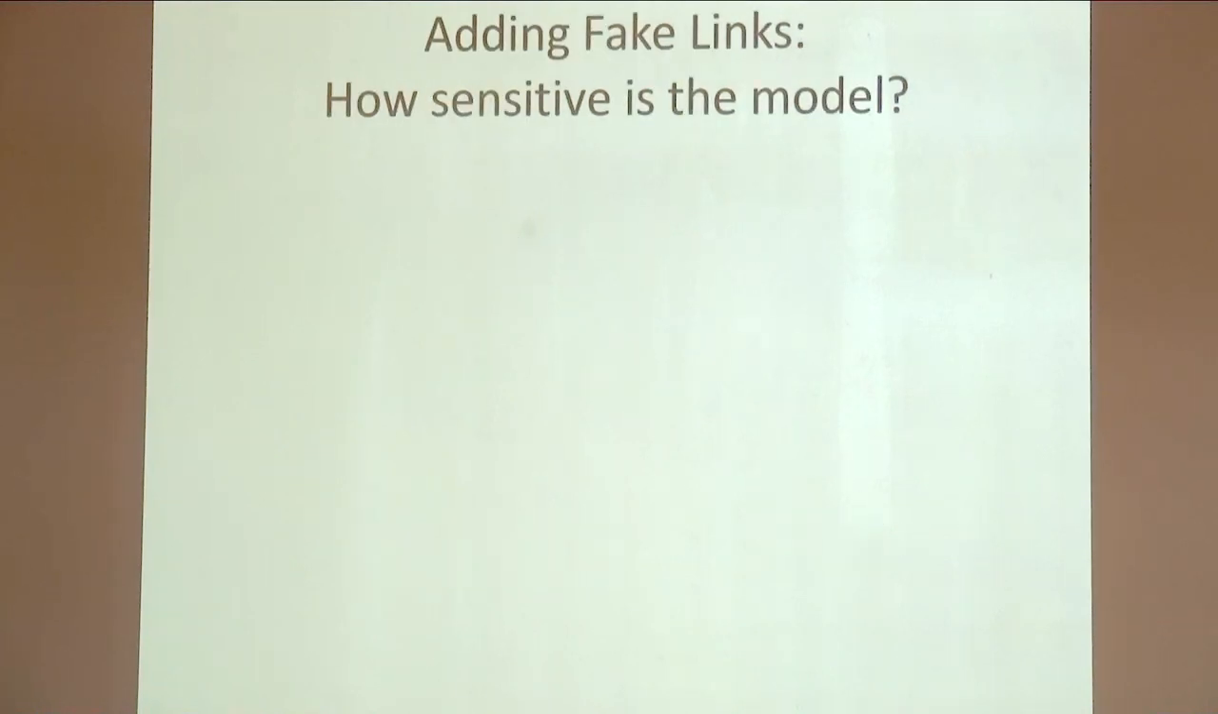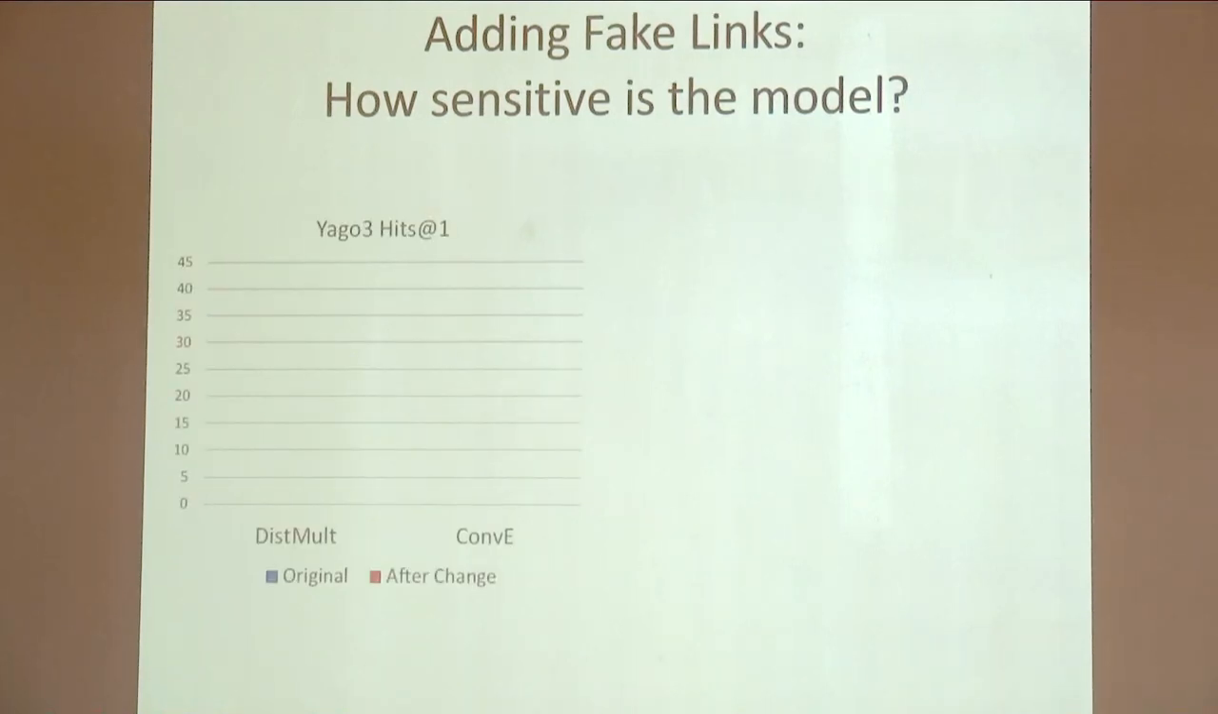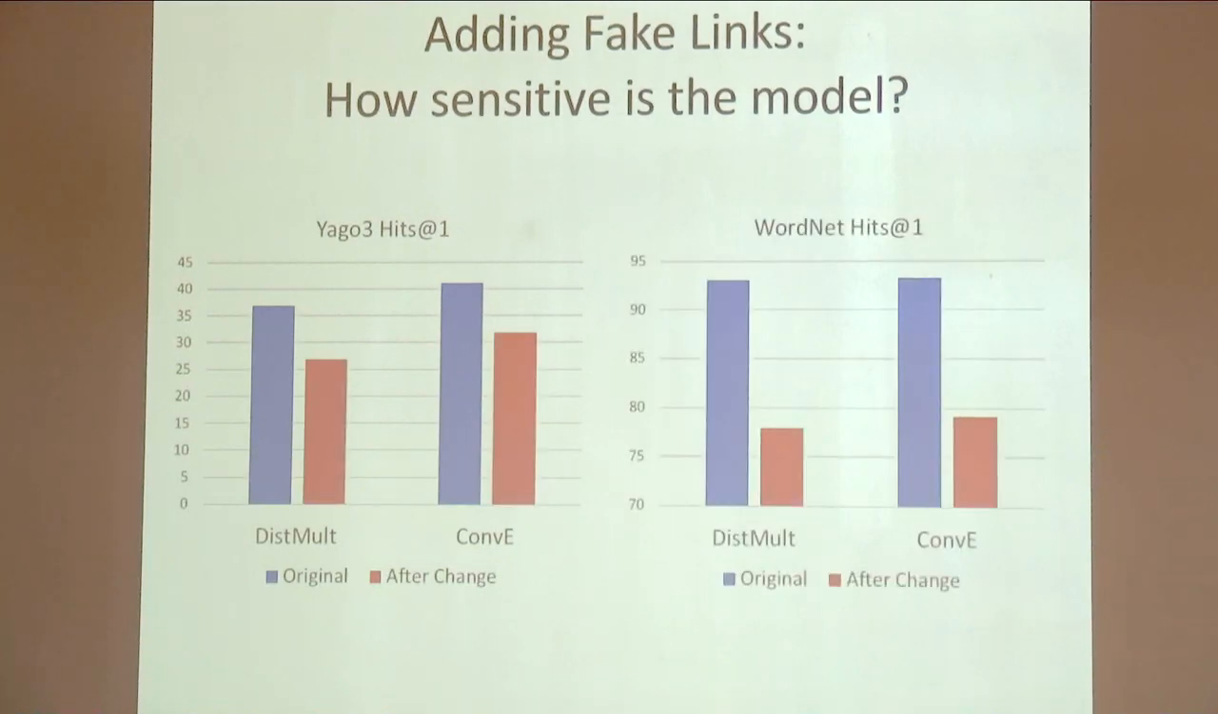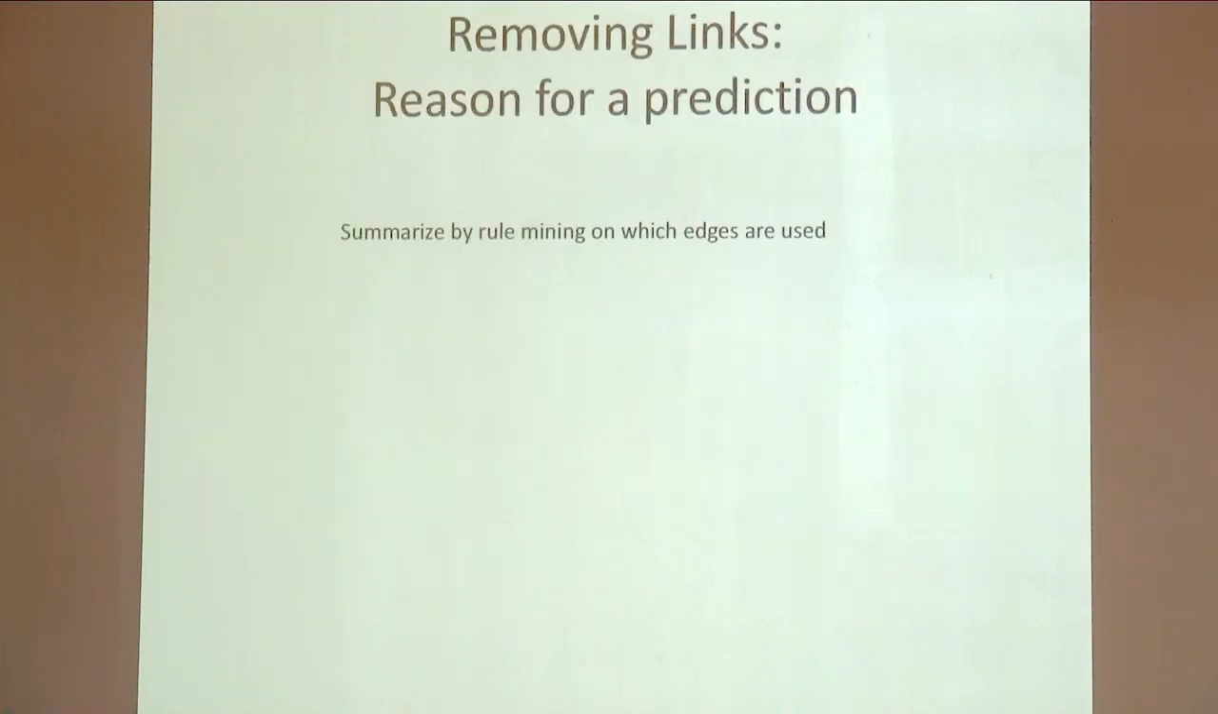We evaluate our model firstly by finding how sensitive the current link prediction methods are. We consider DistMult and ConvE. Actually, ConvE was state of the art at that point. And we attack the YAGO and WordNet knowledge graphs. As we can see, after conducting the attack, the performance of both dropped. Further, we can see that WordNet is more sensitive compared to YAGO, and the ConvE model is more robust compared to the DistMult model.